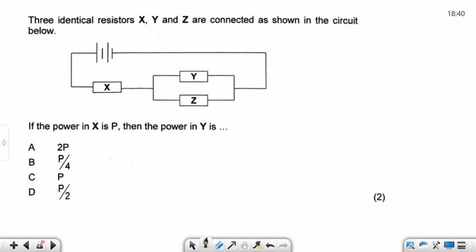Do you want to do this one? Let me do this one again for you. I want you to do more structured questions. 2 identical resistors X and Y. I don't know why I'm saying 2. All right. Are connected as shown in the circuit below. If the power of X is P, then the power in the Y.